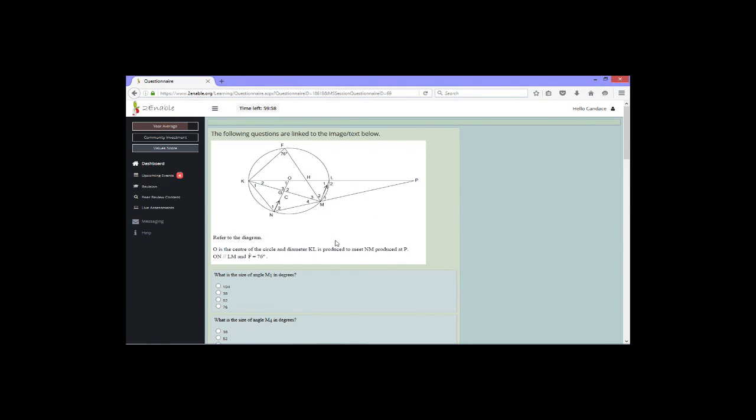So when you start it, you will see there's this nice circle here, a circle question that gives you information. And then there are multiple choice questions like grade 12. These are not multiple guess, they are multiple choice. So you are going to answer these.